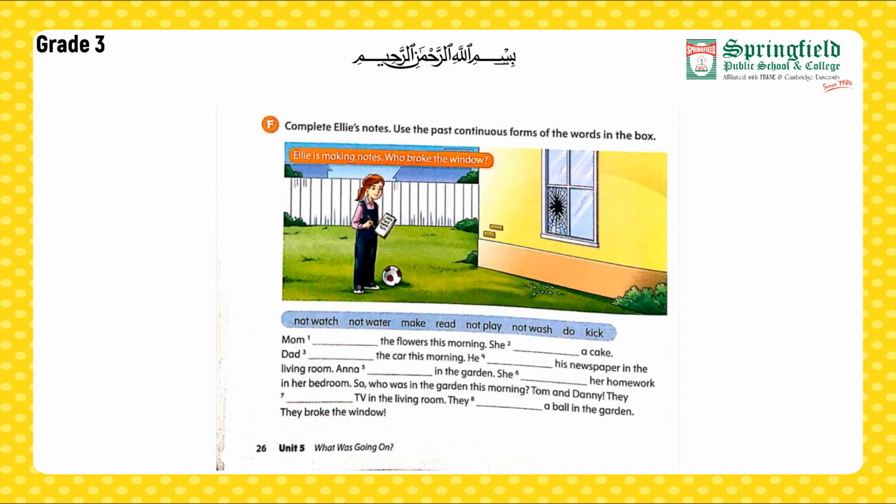Mom, blank, the flowers this morning. How are we going to write? Mom was not watering or wasn't watering the flowers this morning. Then she blank a cake. She was making a cake. In this way, where there is not, we are going to use wasn't or weren't according to the sentence. I hope you are able to attempt the next sentences.